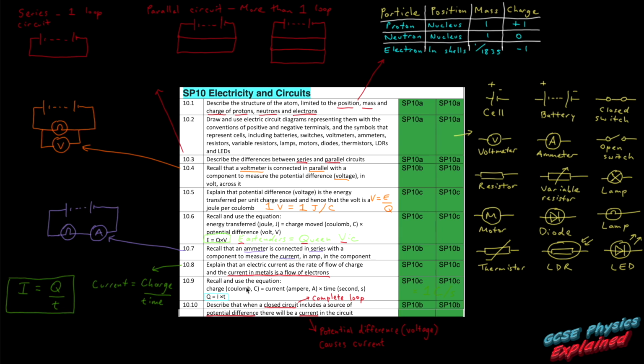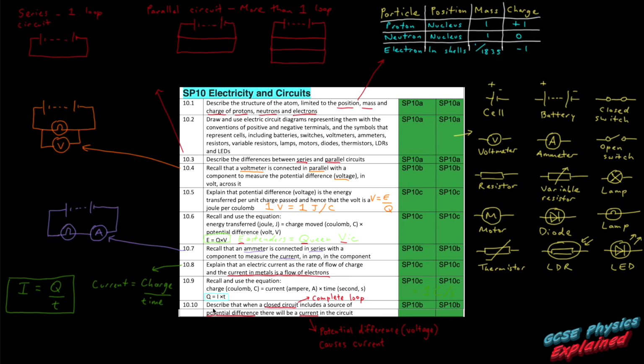10.9. Recall and use the equation charge equals current times time. The way I like to remember that is when you're charging your mobile phone, you need to put a current into your battery, so that's why you plug it into the wall and you leave it plugged in for a certain amount of time. The more time you leave it plugged in for, and as long as there's a big current going in, then your mobile phone will get charged.